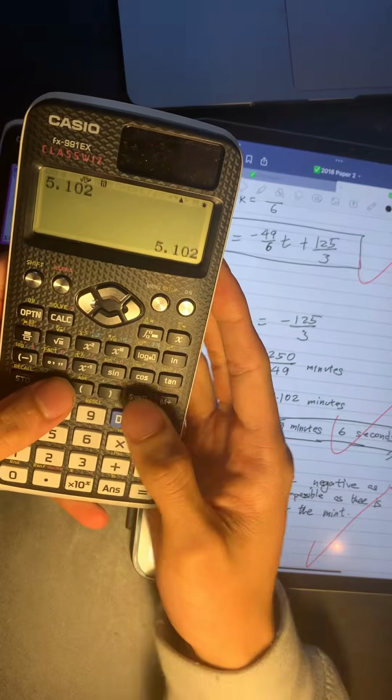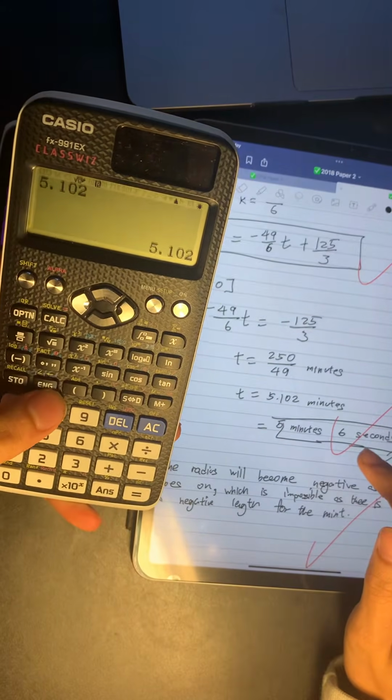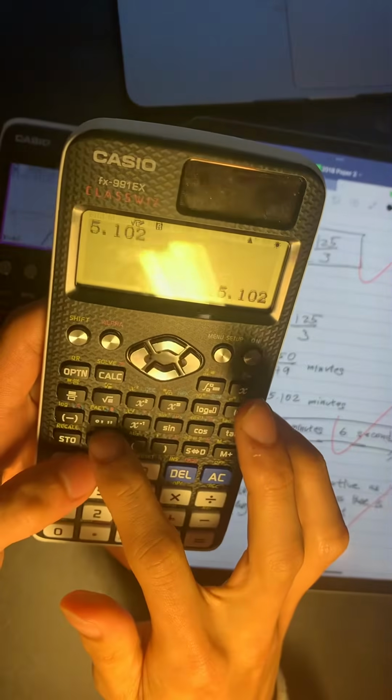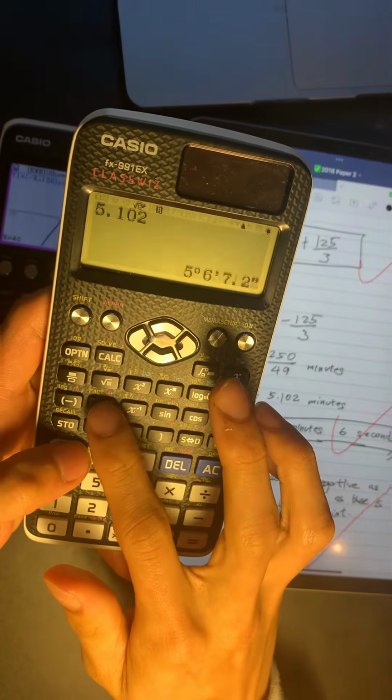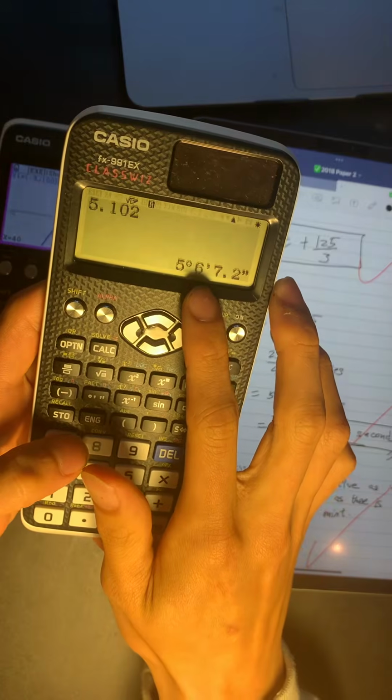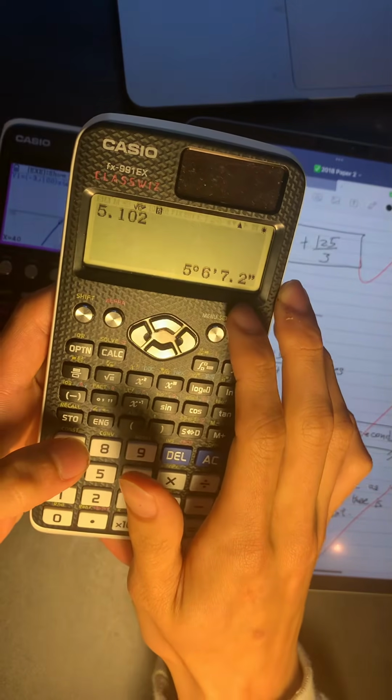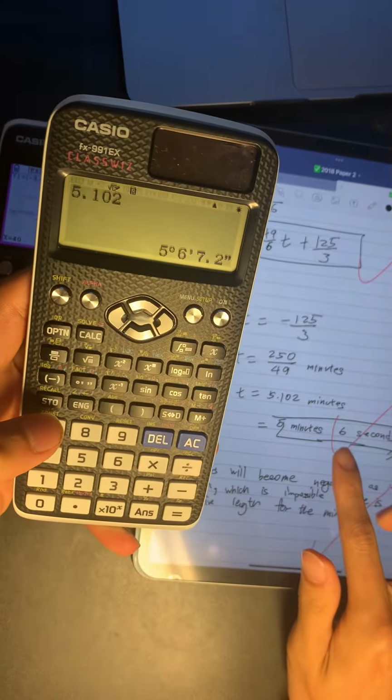Now to convert quickly from minutes to seconds, you press the dot, this button above the ENG button, and it'll output 5 minutes, 6 seconds, 7.2 milliseconds. So we got 5 minutes, 6 seconds.